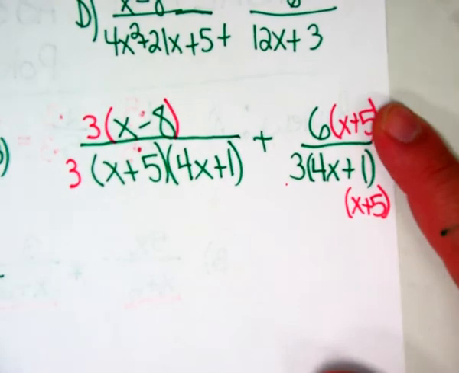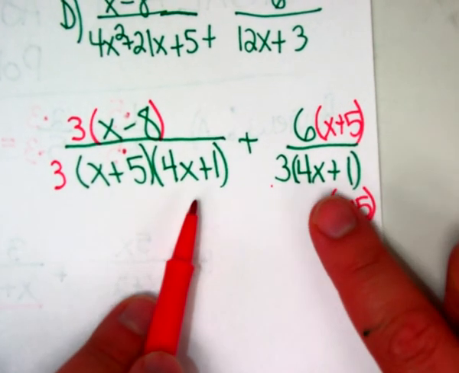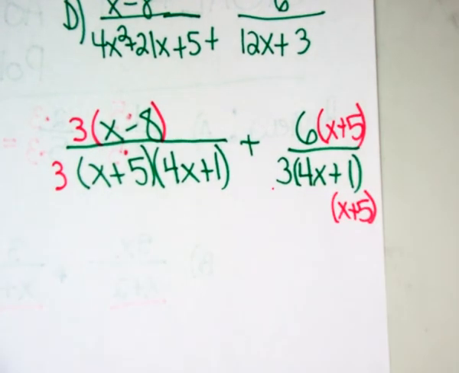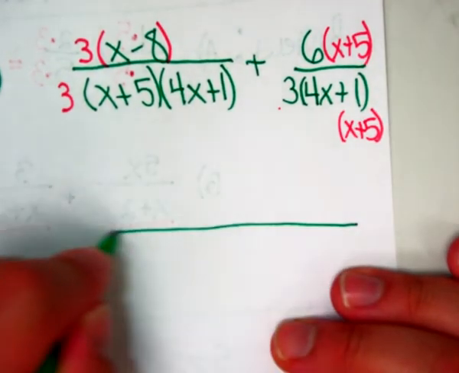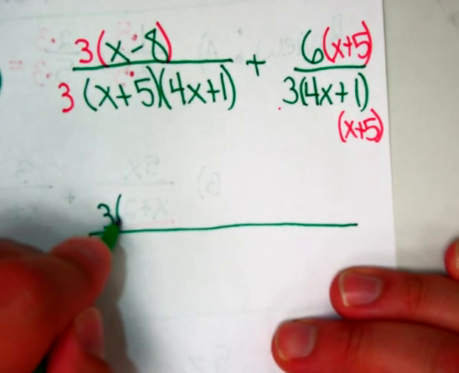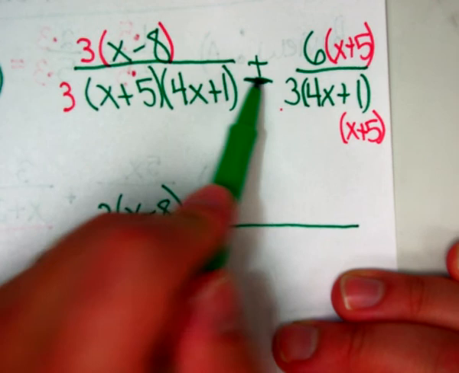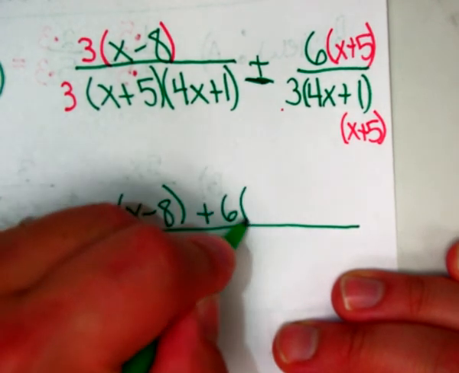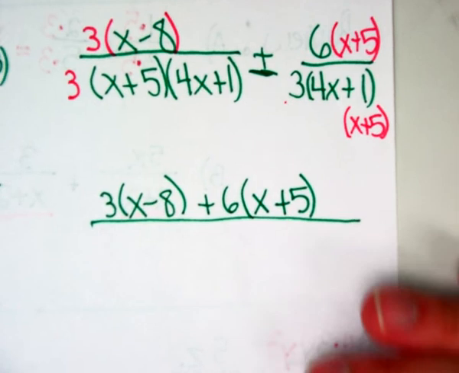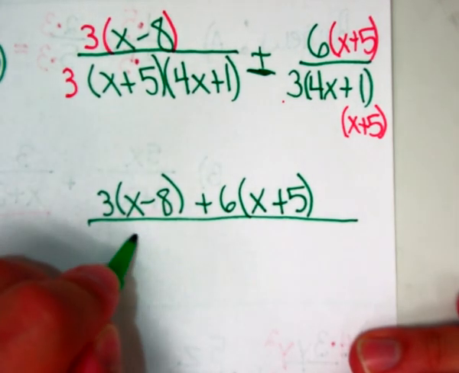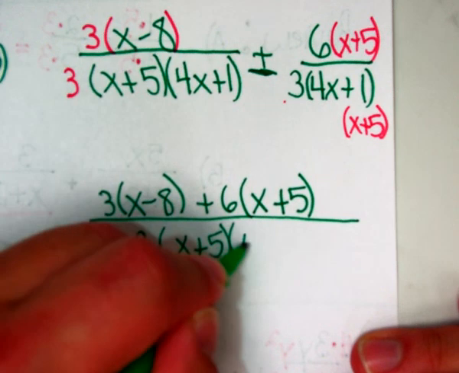And then let's check, do we have the denominators the same? We have a 3, we have an x plus 5, and we have a 4x plus 1 in each of them. Now that the denominators are the same, let's go ahead and rewrite this with all of it being put together as one problem. So 3 times x minus 8, there's a plus here, so it's going to be positive 6 times x plus 5, all over 3 times x plus 5, 4x plus 1.